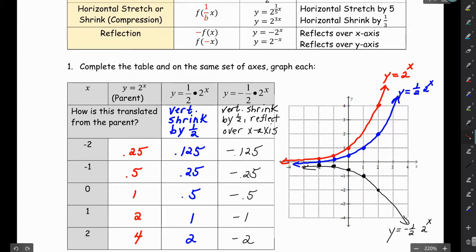And now we can see what we mean by reflecting over the x-axis. So we took this blue graph, we put a negative in front, and we reflected it over the x-axis. And we had a vertical shrink, so we still have that, but only reflected. All right, let's take a look at some more.